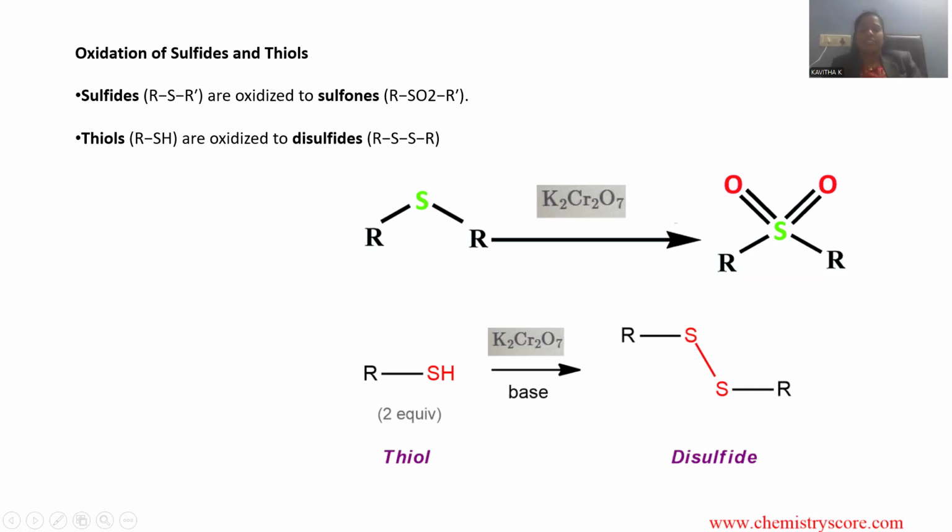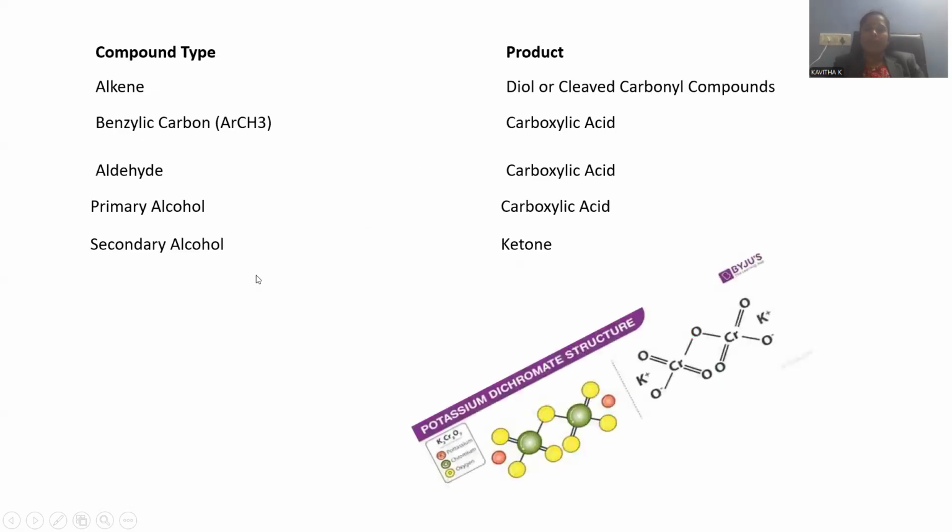strong oxidizing agents. I'm going to treat this thioalcohol. Sulfur is denoted as a thio. SH is called alcohol. So the thioalcohol, upon oxidation with K2Cr2O7, there is a possibility of dimerization. Two equivalents are required to be combined. And there is a formation of sulfur-sulfur linkage, which is called a disulfide. This is the way oxidation reactions of the sulfur are also possible.